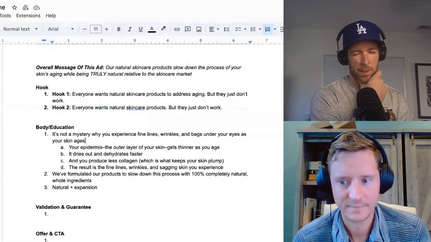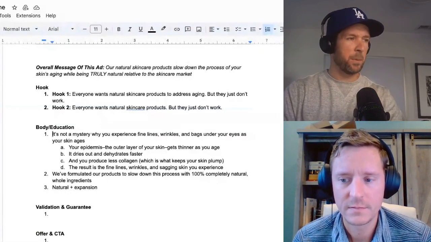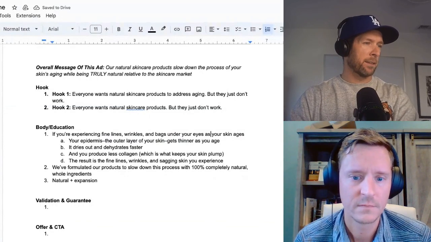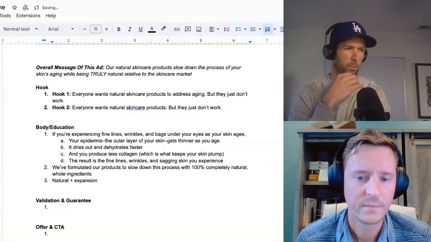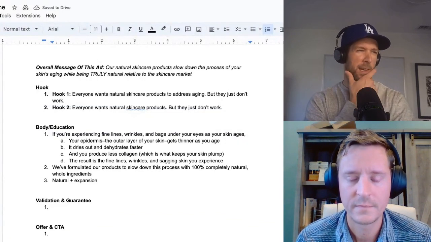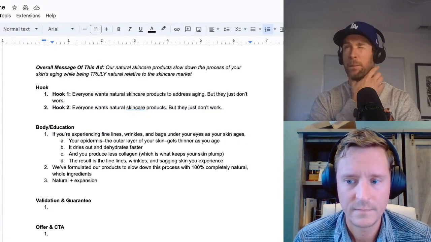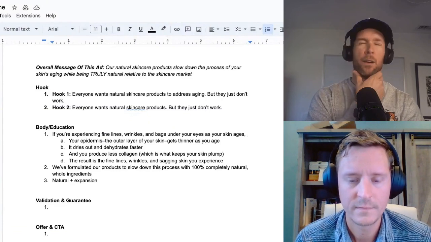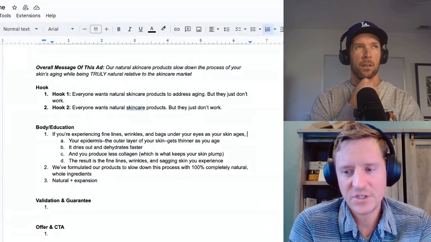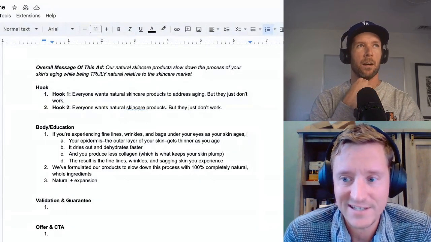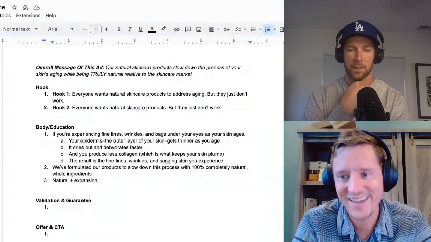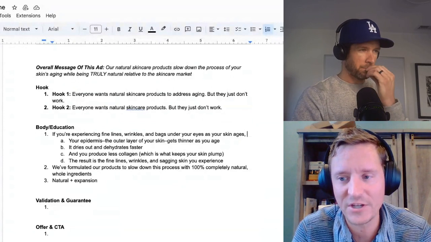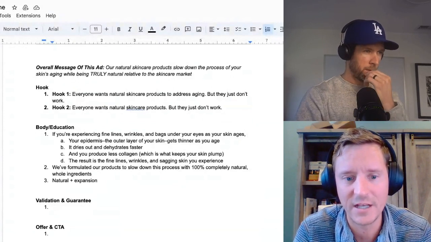Maybe it nods towards, if you're experiencing fine lines, wrinkles, and bags under your eyes as your skin ages, we don't want to say that's normal. Probably we want to say how frustrating it can be, or something like that. Or how do people experience this? Frustrating, and maybe in a lot of ways nostalgic is the emotion, for a skin that wasn't this way. But frustration is an emotion that can come from that.